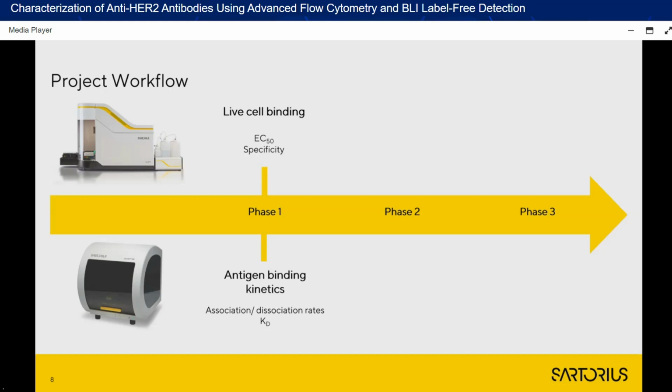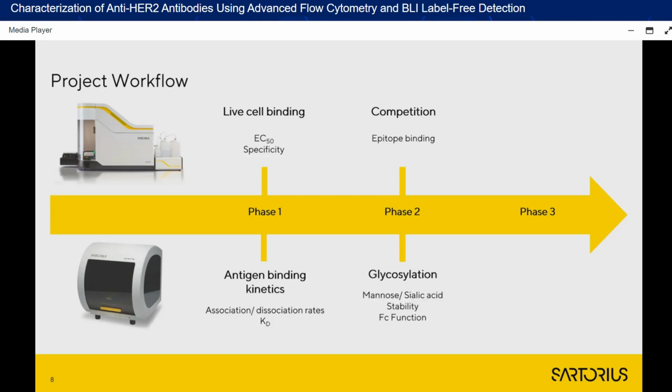We then, in parallel, used the Octet to have a look at the kinetics of antigen binding. So this allowed us to measure the association and dissociation between the antibodies and a soluble HER2 protein. And then the software could use those dissociation and association rates to generate KD values. Next, in phase 2 on the iQue, we had a look at the competition of binding, so we could get an idea of which antibodies bound to the same or different epitopes.